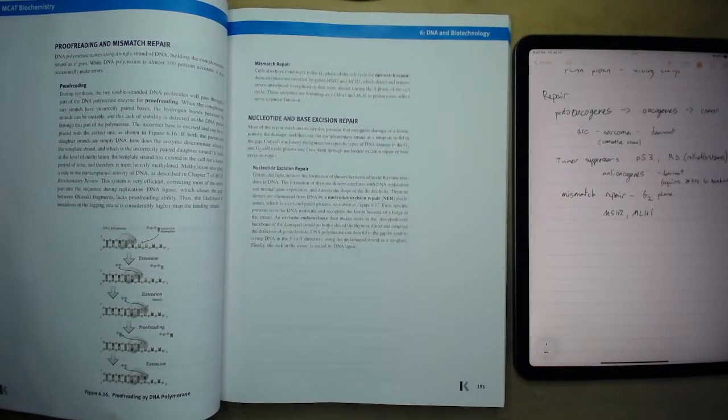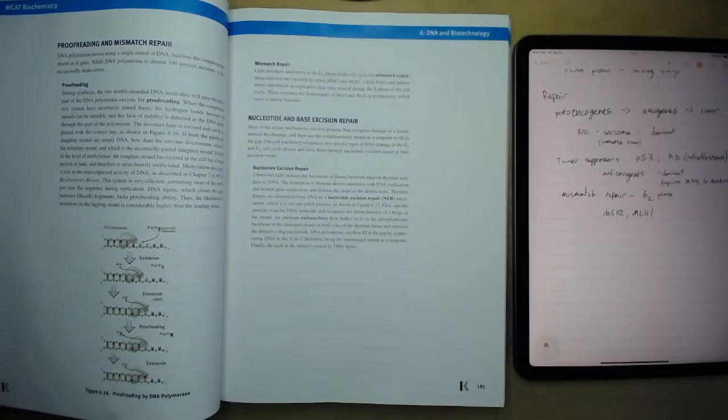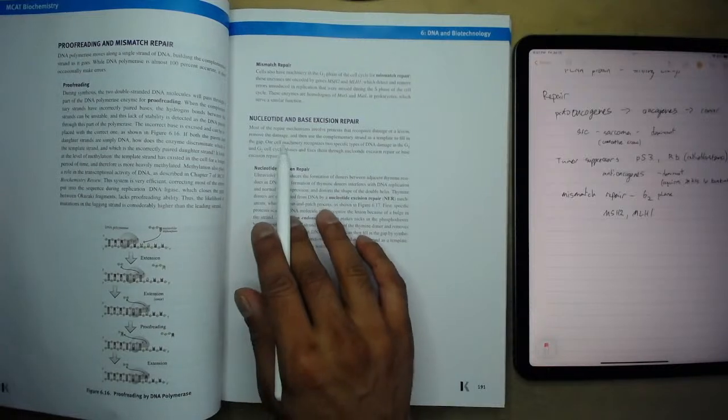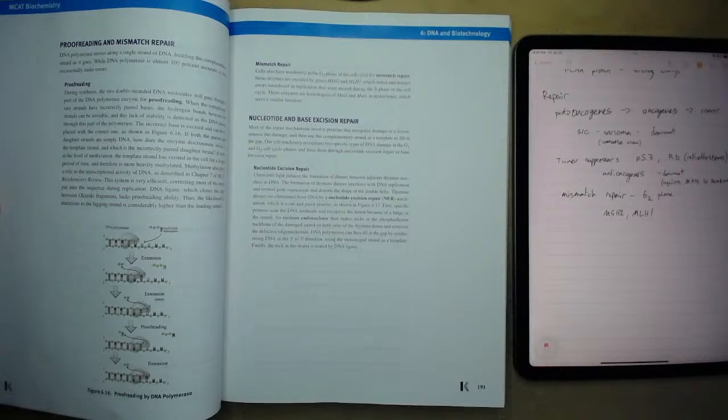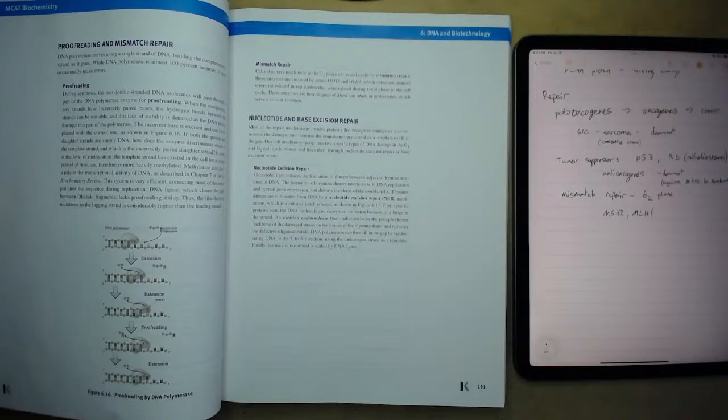Nucleotide and base excision repair. Most of the repair mechanisms involve proteins that recognize damage or a lesion, remove the damage, and then use the complementary strand as a template to fill in the gap. Our cell machinery recognizes 2 specific types of DNA damage in the G1 and G2 cell cycle phases and fixes them through nucleotide excision repair or base excision repair.